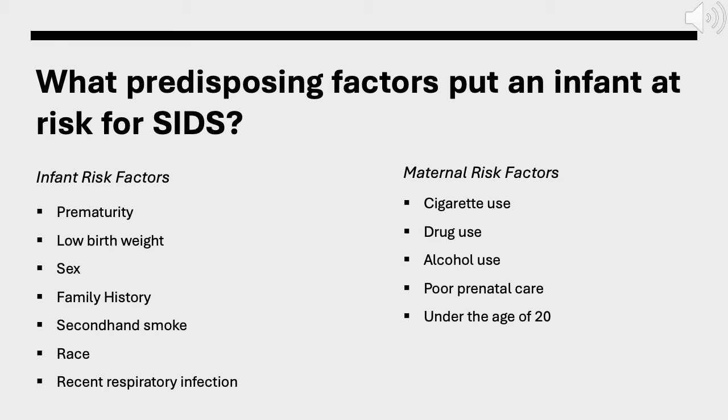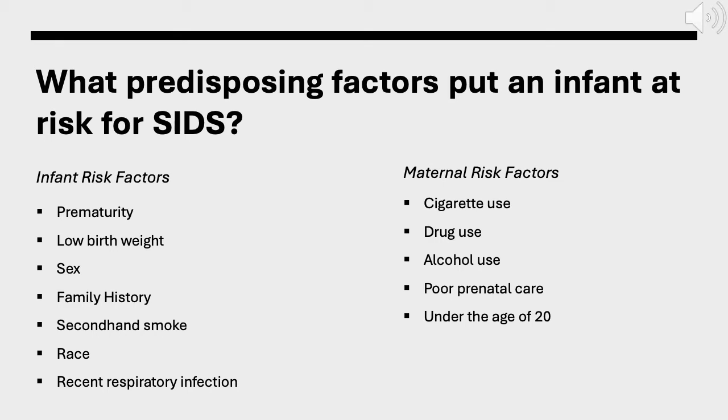For example, let's look at the maternal risk factor list. Maternal risk factors that put infants at a higher risk for sudden infant death syndrome include cigarette use or tobacco use, illicit drug use, alcohol use, poor prenatal care, which could include not taking prenatal vitamins, not seeing a provider, not being monitored. All of those that I have just listed are modifiable risk factors. That's something that the mother can change that would put the infant at a lower risk for SIDS.